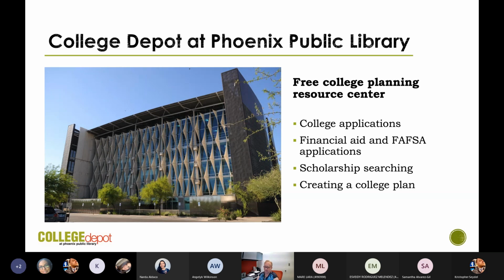We are available to you 6 days a week, 2 days in person and 4 days virtually, to assist you with college applications, creating a college plan, whether that be selecting a major or actually the colleges you're interested in, scholarship searching, and most importantly, I think the majority of our work is in financial aid, FAFSA applications, and the CSS financial aid profile. So that is what we do here at the library. All of our services are free of charge, and we invite you to use us for any aspect of your college planning. Next, please.